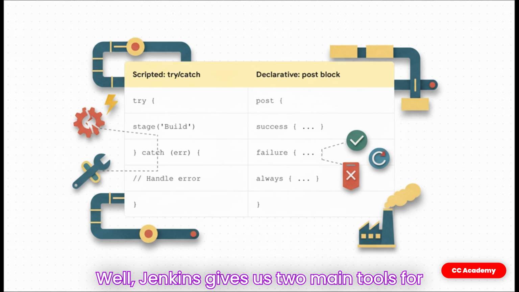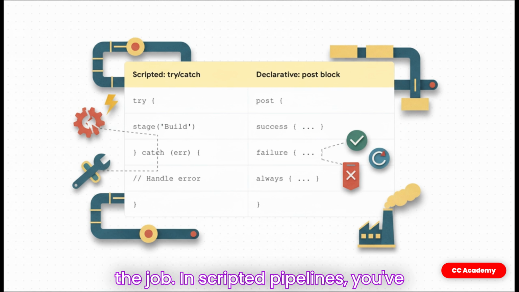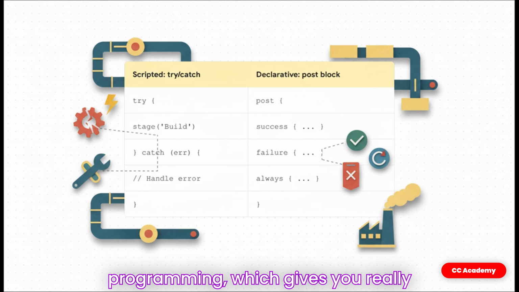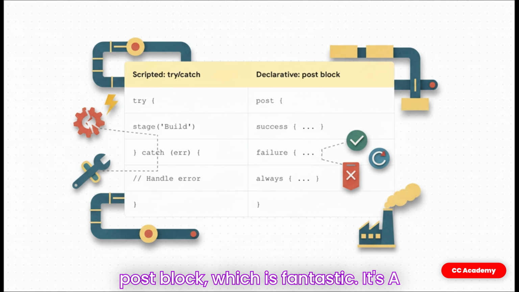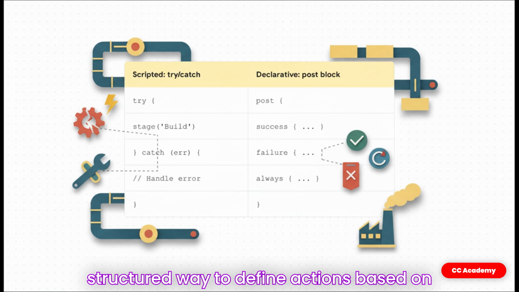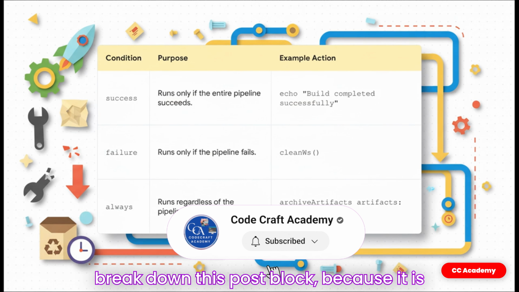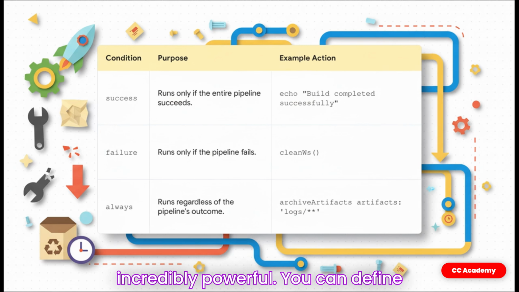Well, Jenkins gives us two main tools for the job. In scripted pipelines, you've got the classic try-catch block from programming, which gives you really fine-grained control. But in the more modern declarative style, you have the post block, which is fantastic. It's a structured way to define actions based on the final outcome of your pipeline. Let's break down this post block, because it is incredibly powerful.